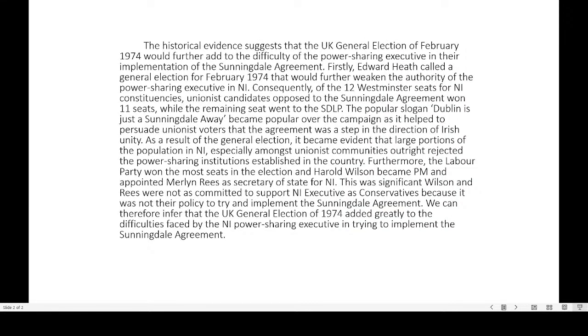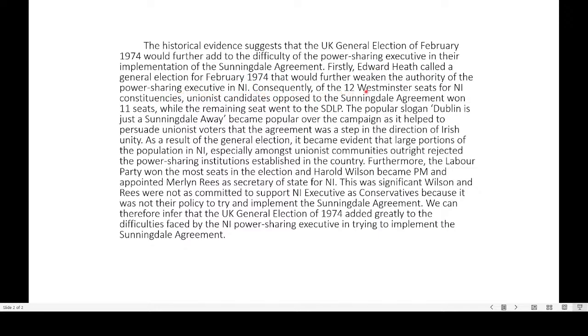So let's follow along again, looking out for that structured approach. The historical evidence suggests that the UK general election of February 1974 would further add to the difficulty of the power-sharing executive in their implementation of the Sunningdale Agreement. Firstly, Edward Heath called a general election for February 1974 that would further weaken the authority of the power-sharing executive.